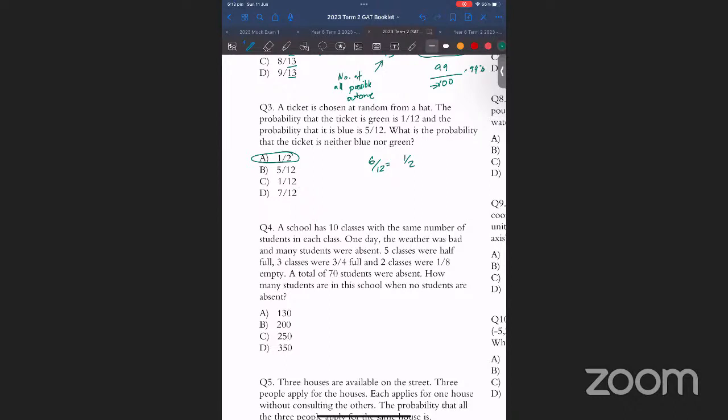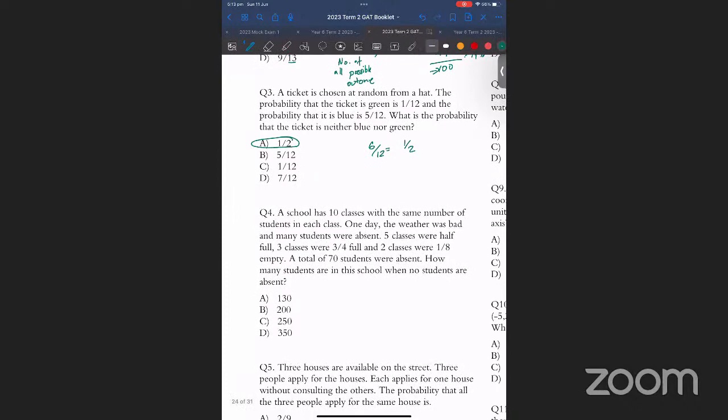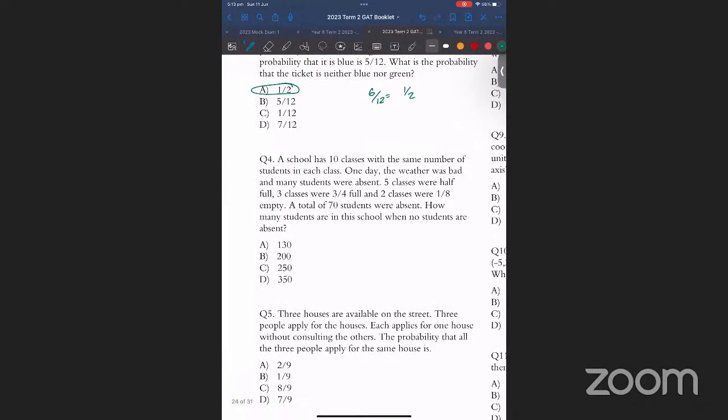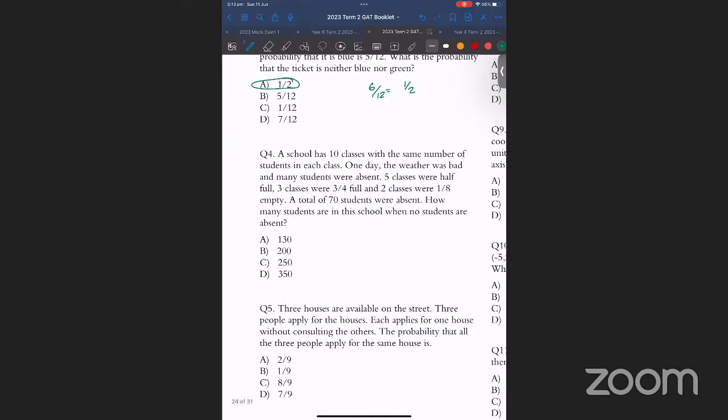Question number 4. A school has 10 classes with the same number of students in each class. One day the weather was bad. 5 classes were half full. 3 classes were 3/4 full. 2 classes were 1/8 full. A total of 70 students were absent. How many students are in the school?